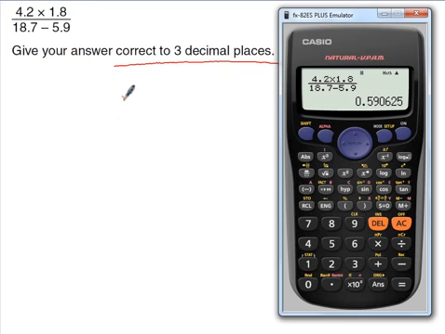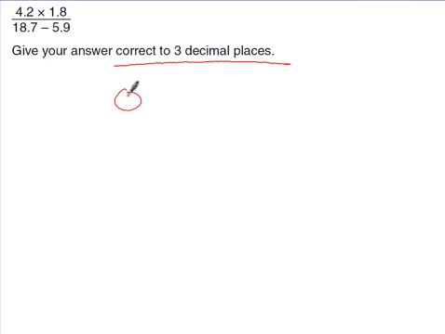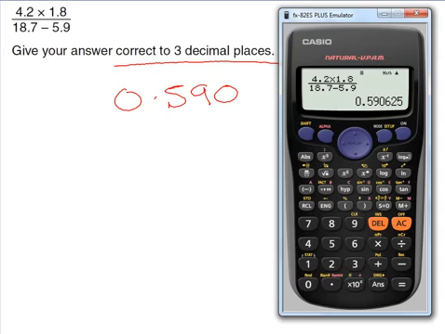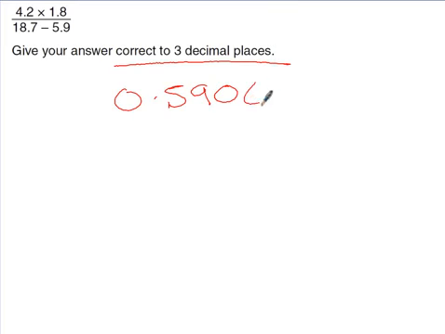So 0.590625. So now we need to round. Now if you're in my classes, you'll know my poem. So you find your place. So we want the 3rd decimal place, so that's here. We look next door, so I've drawn a door on.